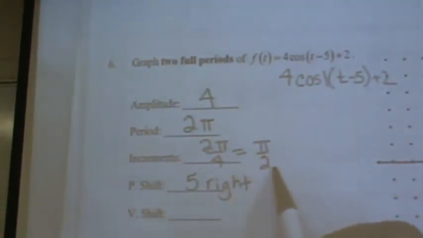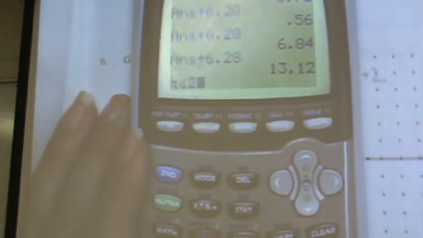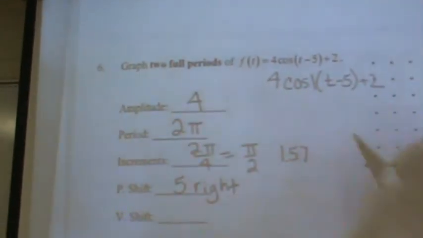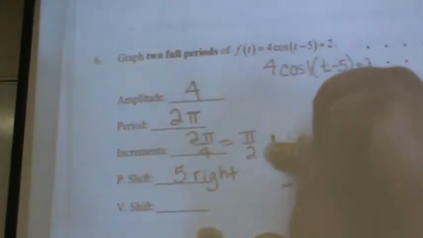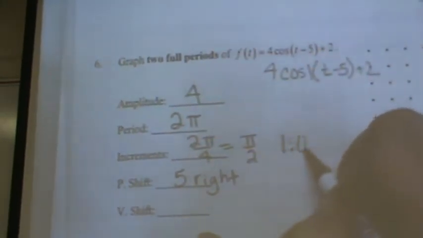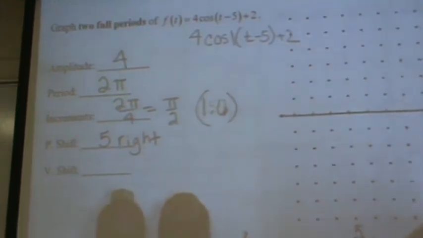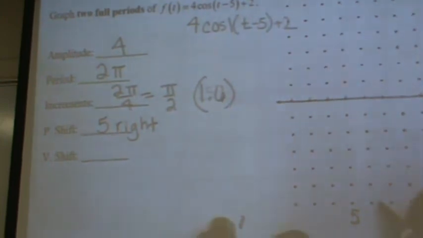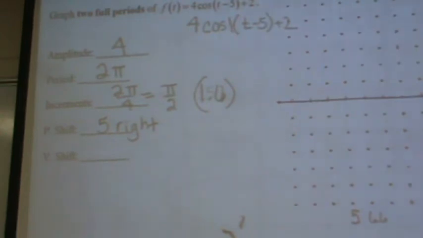Again, you're going to have to turn pi over 2 into a decimal. Pi divided by 2 is 1.57. Let's round, let's make it 1.6, just because it's going to be crazy when we label our axis. So we're going to start at 5 to the right, and we're going to add 1.6. If you add 1.6, what do you get? 6.6. Add 1.6, you get 8.2.